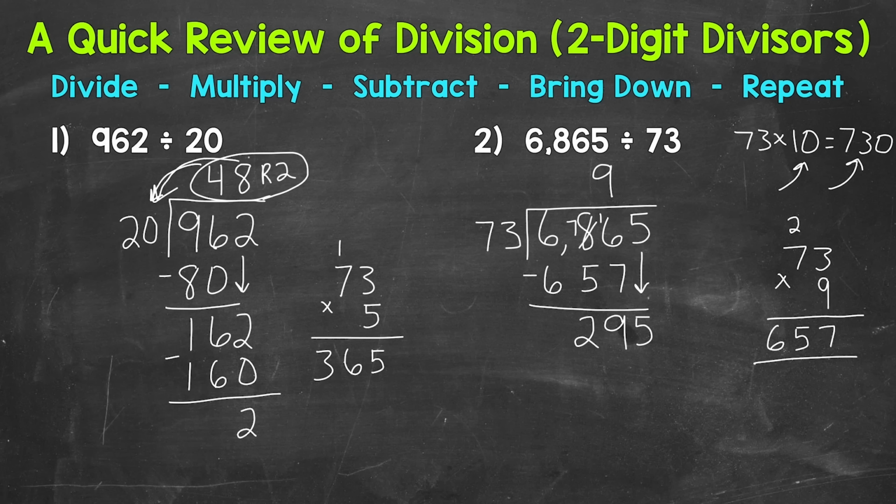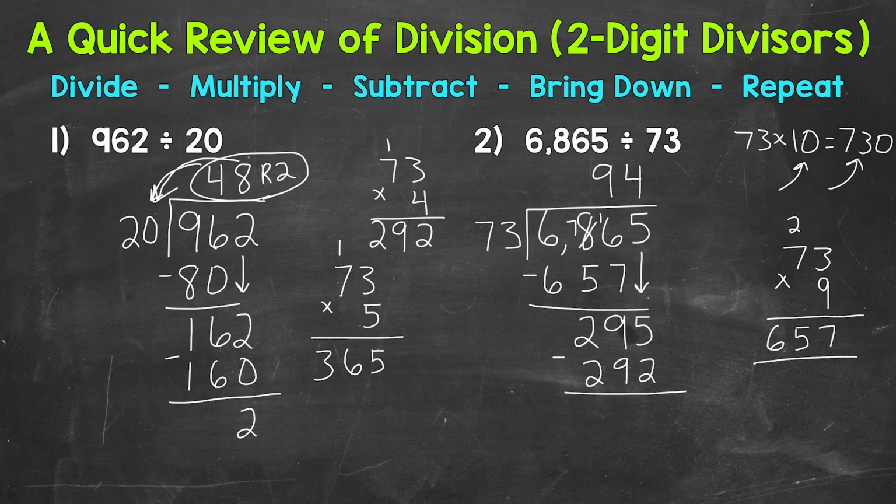So let's try 4. So 73 times 4. 4 times 3 is 12. Carry the 1. 4 times 7 is 28. Plus 1 is 29. So 292. It's going to be 4 whole groups of 73 in 295. So let's put our 4 up here. And then we multiply. 4 times 73 is 292.